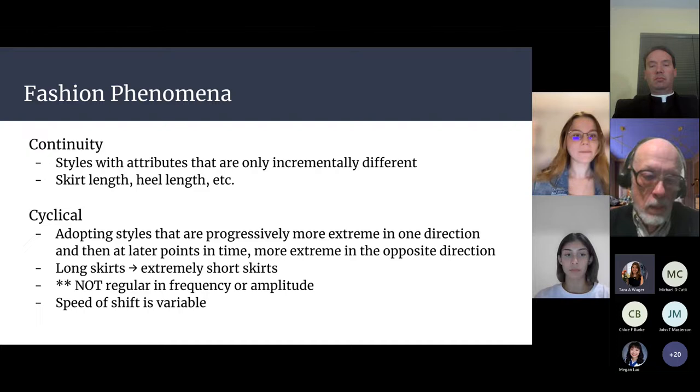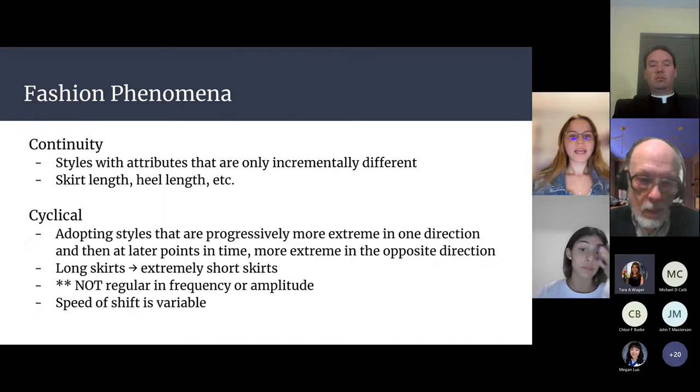Cyclical, the phenomenon is adopting styles that are progressively more extreme in one direction and then at later points in time more extreme in the opposite. Long skirts going into extremely short skirts. Again, as another example, this is one of the main things that happen in style with skirts, and it's not regular in frequency or amplitude, so the speed of shift is variable.